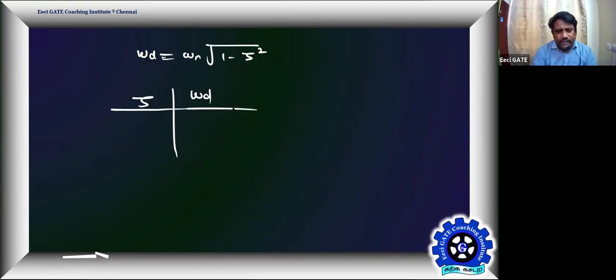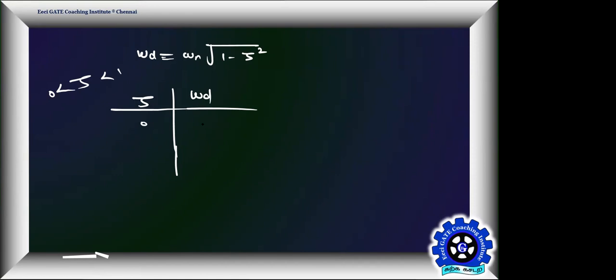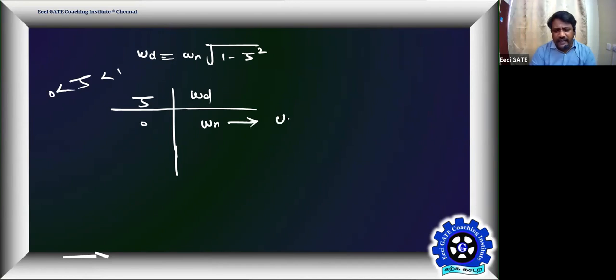When zeta equal to 0, what is omega d? Anyone? Because when it is an under damped system, extremes are 0 and 1. Let me go for zeta equal to 0. What is omega d? Omega n. Therefore, this omega n is also known as undamped frequency of oscillations. No damping. Zeta equal to 0 is undamped condition. Undamped frequency of oscillations is also another name for omega n. Frequency of oscillations in radians per second.